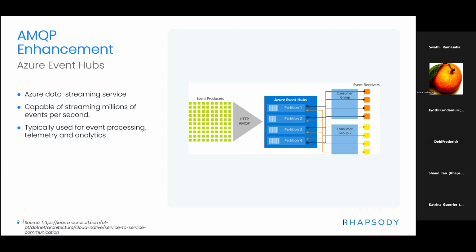Event producers, just looking at the diagram, will send information in through protocols like HTTP and AMQP into Azure Event Hubs, which are then fed to consumers. So one example for this is that maybe you have heart sensors and heart devices which send data out, and so those are the event producers.